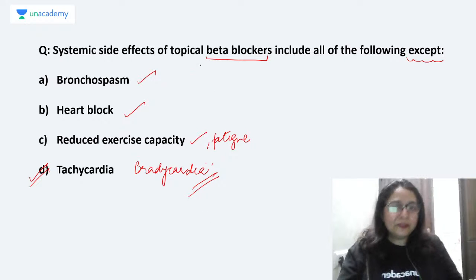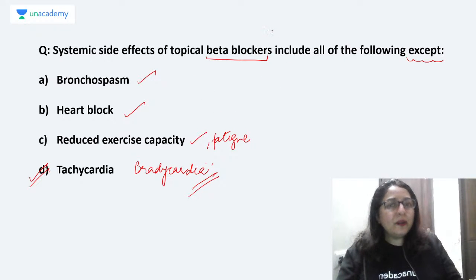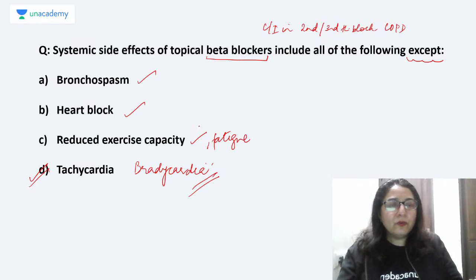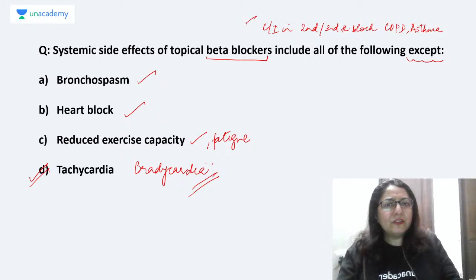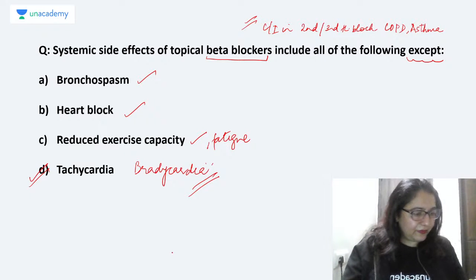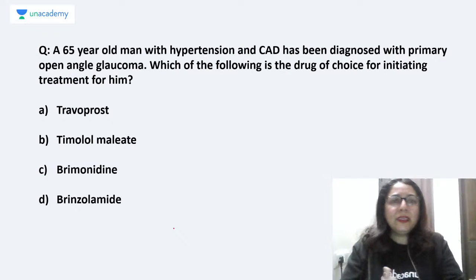Okay, so this is the side effect profile of beta blockers. So they are contraindicated in second and third degree heart blocks. They are contraindicated in COPD. Okay, and they are also contraindicated in cases of asthma. So these are the major contraindications for beta blockers. Okay, friends. Okay, another question.